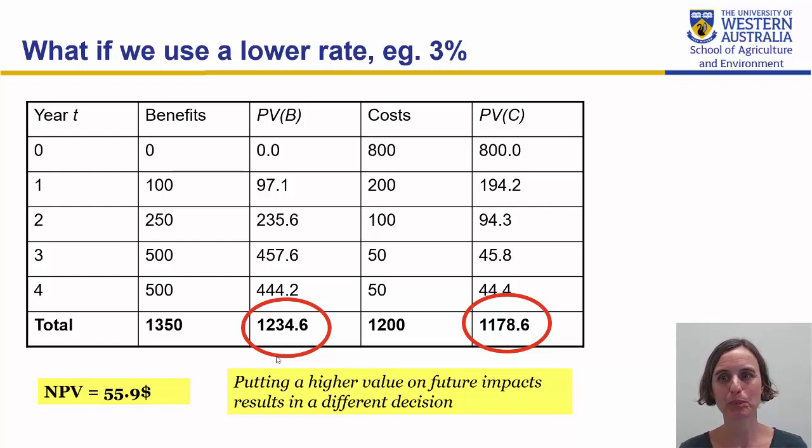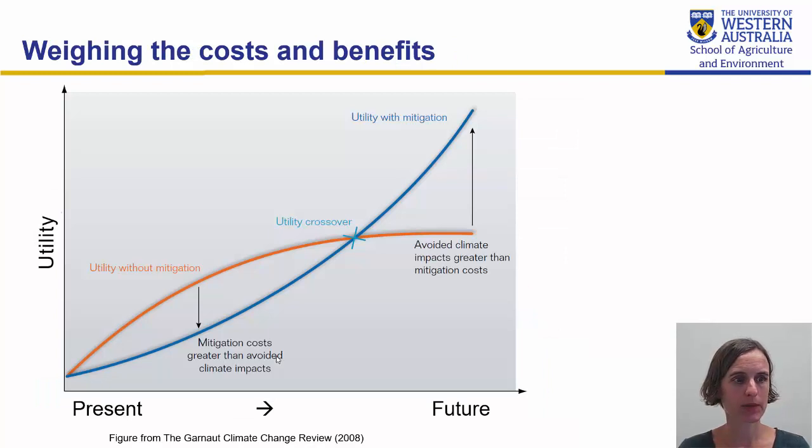So putting a higher value on future impacts results in different decisions. And this is particularly important in the case of climate change. I'm going to show you two graphs that are from a very famous Australian-based climate change review called the Garnaut Report. So this is Professor Garnaut, who looked at the cost and benefits of climate change and taking action.